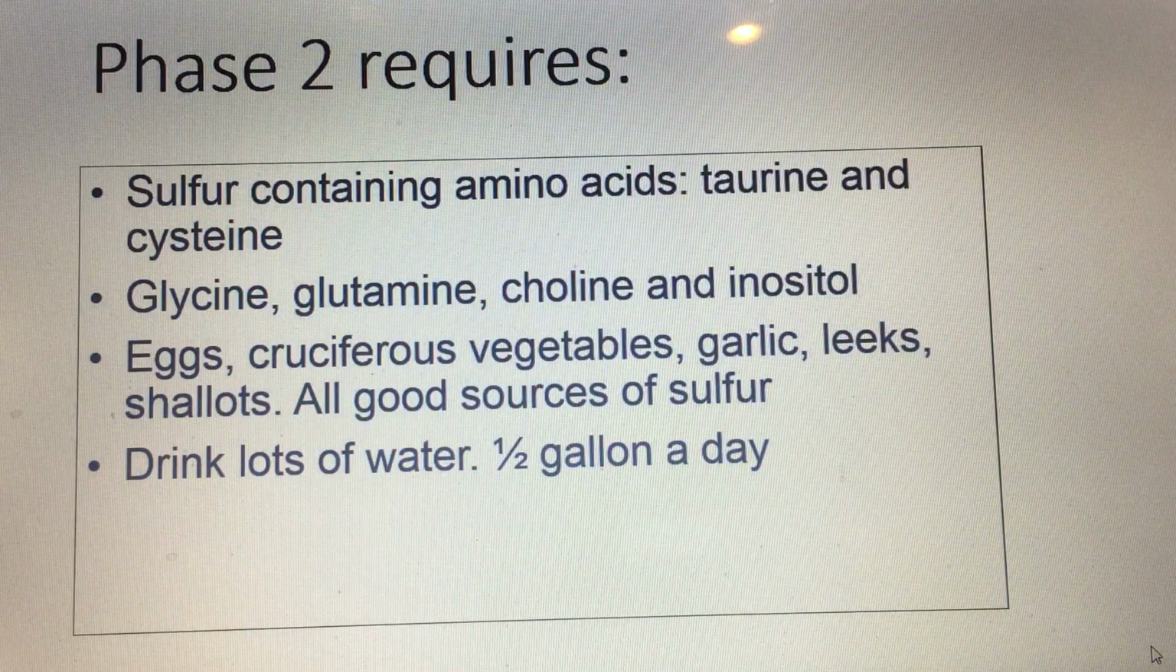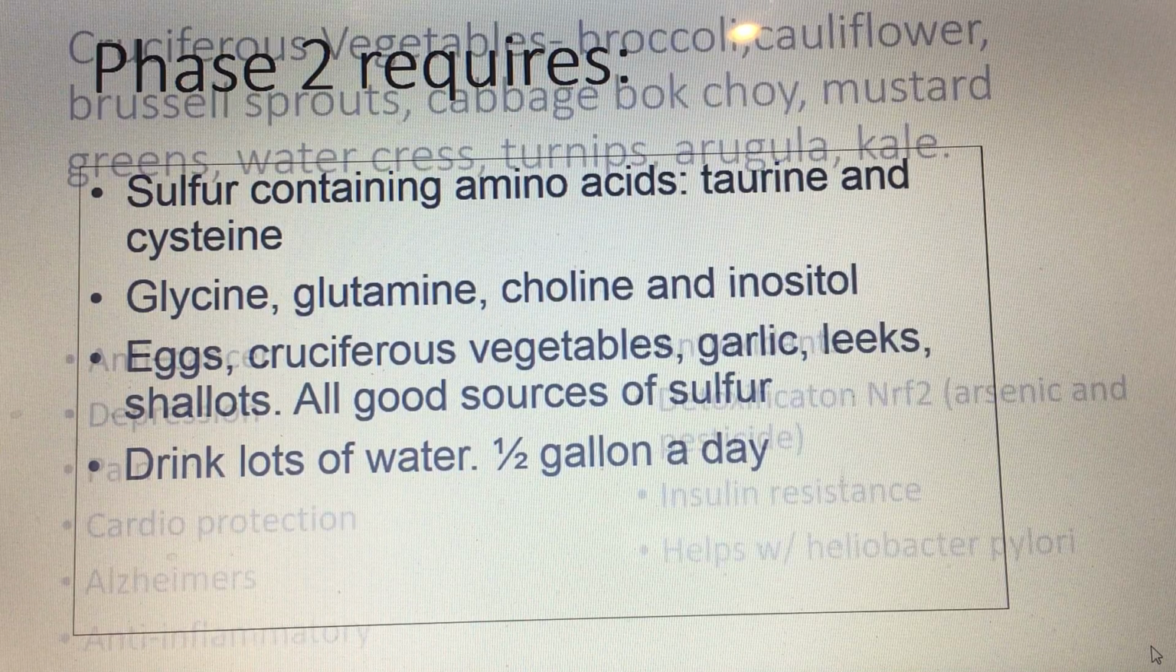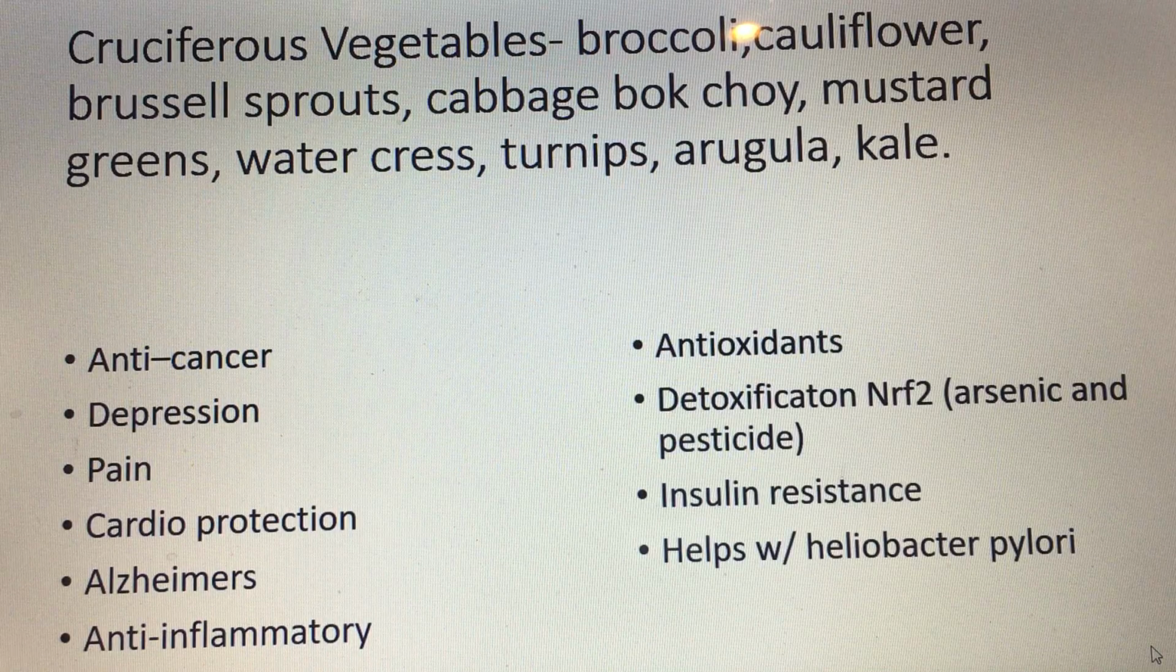Okay, so phase 2 requires sulfur, requires those amino acids, and you get that sulfur from eggs, cruciferous vegetables, garlic, leeks, shallots, all good sources of sulfur, and it's very important for phase 2 to drink a lot of water. There's your cruciferous vegetables and some of the things that they help with. We want to really load up on cruciferous vegetables. I don't see spinach in there. Spinach should be in there too. I'll have to add that.